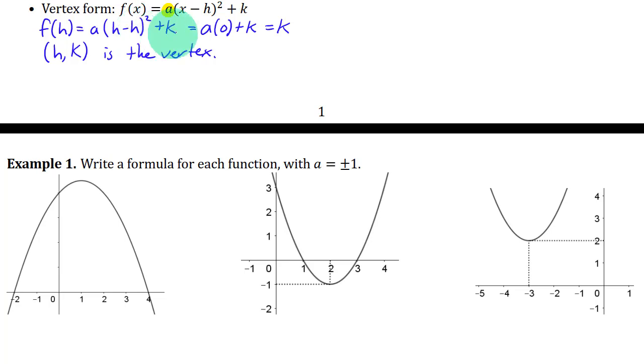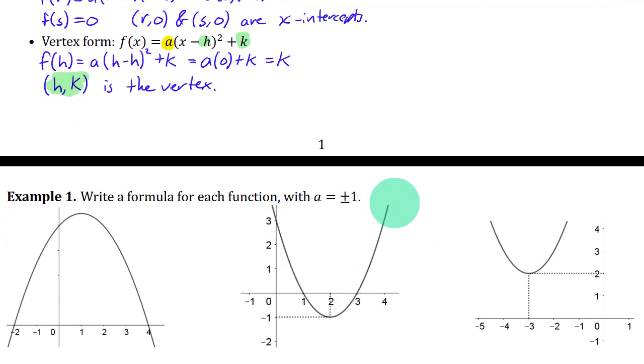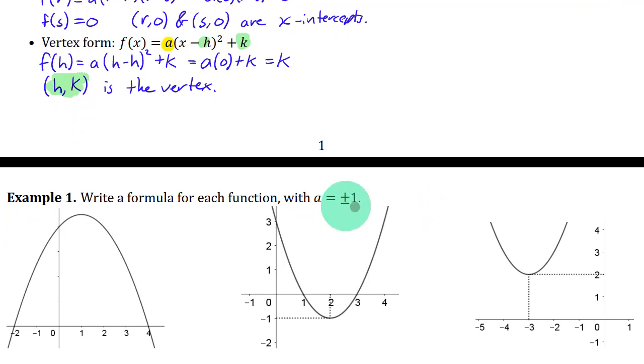So let's remember that if something is written in this form, a times (x minus h) quantity squared, and then plus k, then that's going to have something with that as the vertex. So for example 1, we're going to write a formula for each function with a. A is the same thing in all the different forms, where a is positive or negative 1.